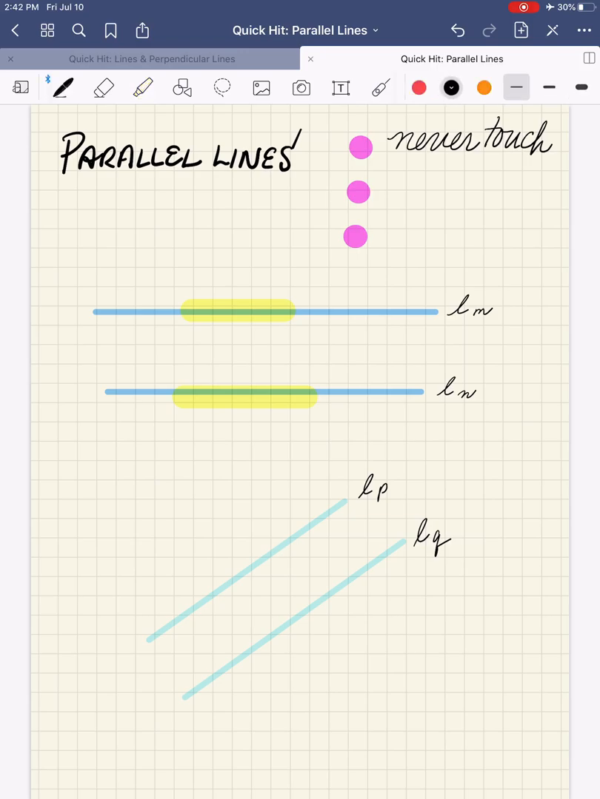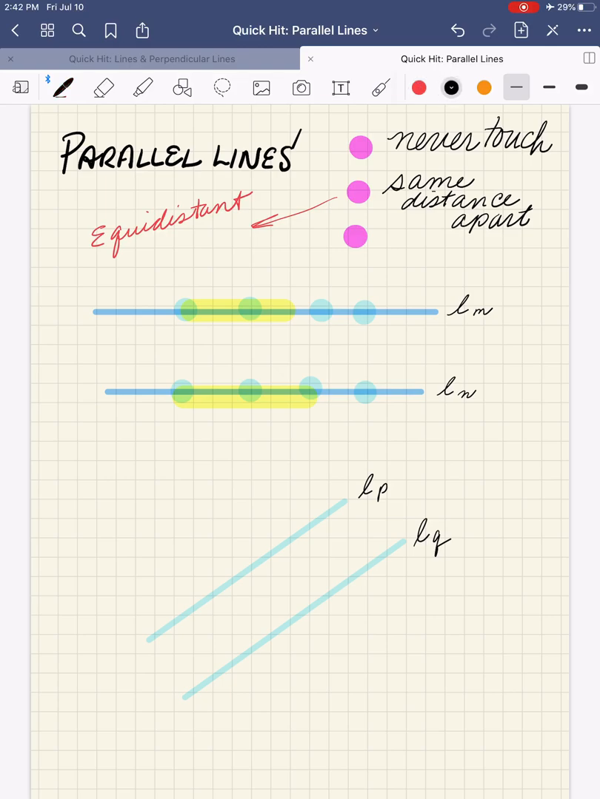The next characteristic is that they are always the same distance apart. So no matter where I am on this line, I'm the same distance from the other one. That is a fancy term. Fancy term is equidistant. They are equidistant from each other. They're always the same distance apart.